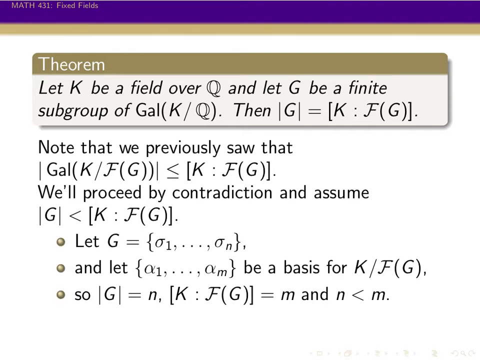And so we're going to proceed on this, and similar to a proof that we did in the last video, we're going to write out the elements of G. So G is this subgroup of automorphisms, and so we have sigma 1 through sigma n. These are all automorphisms of K.